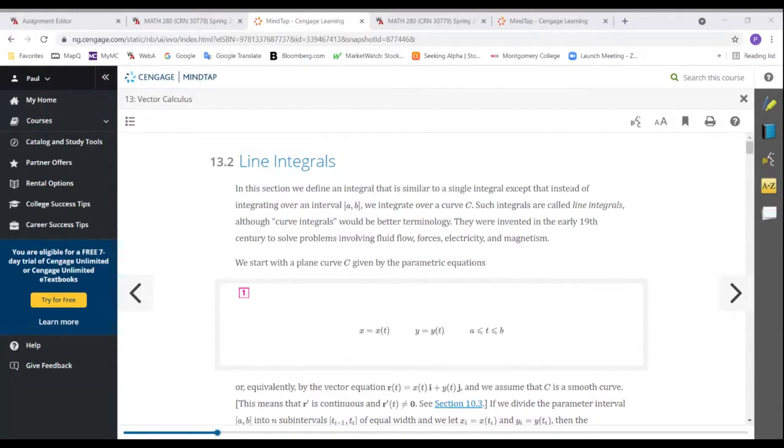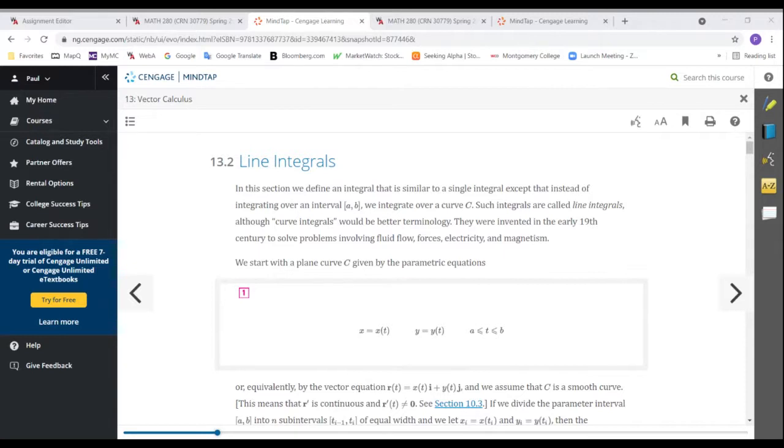So line integrals. Now, we learned in section 13.1 about vector fields. And we saw that vector fields can model a variety of real-world phenomena. For instance, a gravitational field can be modeled with a vector field. A velocity field can be modeled with a vector field. Electric force fields can be modeled with vector fields.